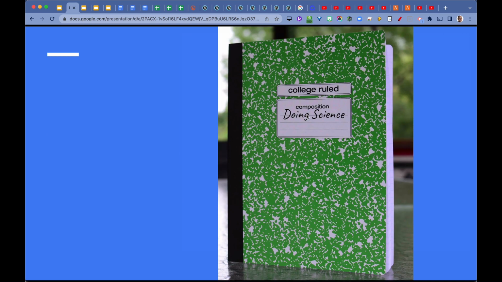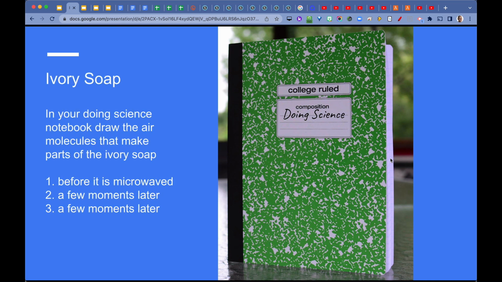So students showed how those molecules are arranged in their Doing Science notebook. So that's what we did this week.